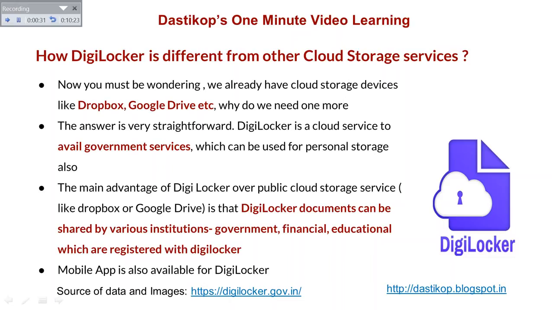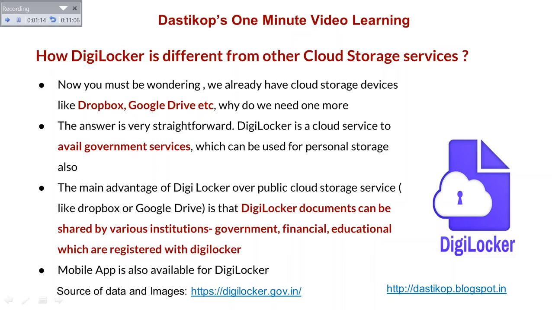DigiLocker is a cloud service to avail government services. That means if you need a passport, DigiLocker is the best way to get it. You want a driving license, and this is the best place to get it. So Google Docs and Dropbox will not help you get those documents in a digital format, which can be used for personal storage also. The main advantage of DigiLocker over public cloud storage is that DigiLocker documents can be shared by various institutions. For example, suppose the passport is given to you and it is in digital format in your DigiLocker system, that can be given to an authority when you are applying for a visa. So this is not possible with Google Docs or Dropbox. And these agencies could be anything, government, financial, educational, which are registered under DigiLocker.